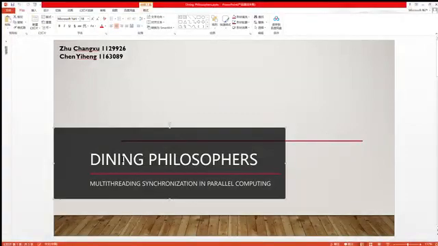Our group aims to solve the dining philosophers problem. The dining philosophers problem, proposed by Dijkstra, is a classical problem in computer science which is used to demonstrate the problems arising from multithreading synchronization in parallel computing.